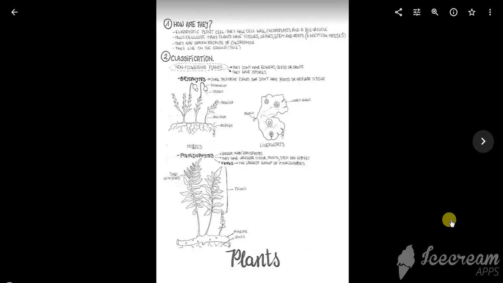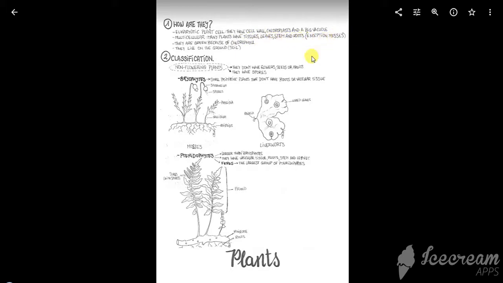Again, we are going to study the kingdom called plants. How are they? They have eukaryotic plant cells. They have a cell wall, chloroplasts, and a big vacuole, as you know from the previous unit. They are multicellular. That means many plants have tissues, leaves, stem, and roots.